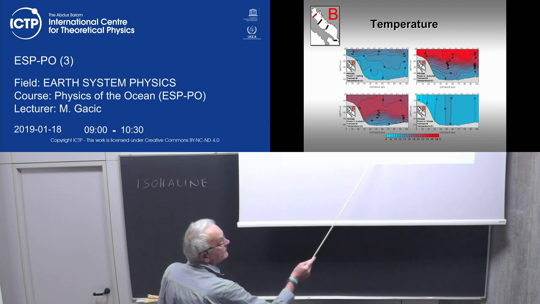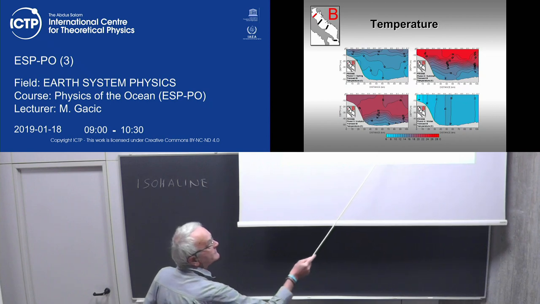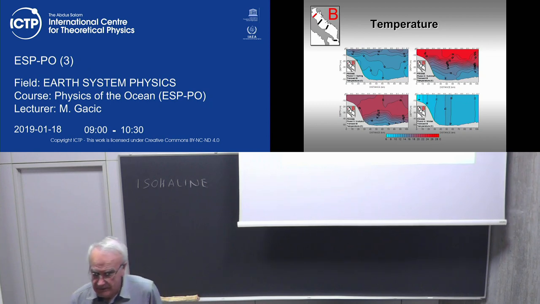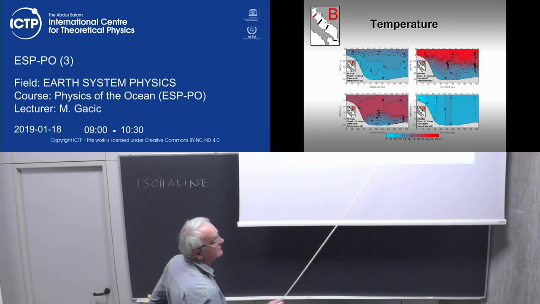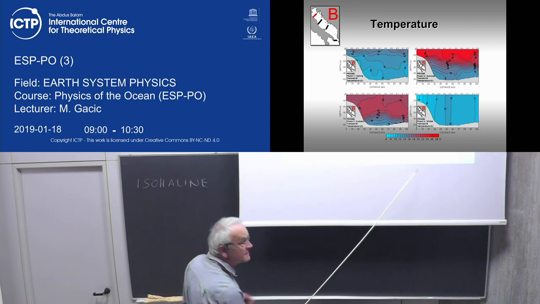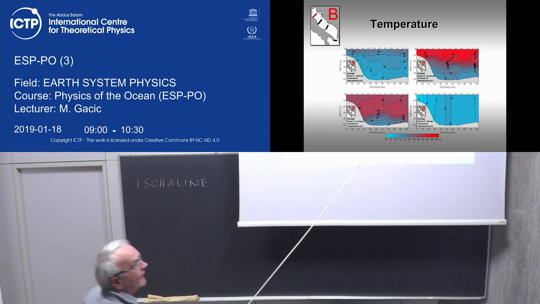And finally, in winter, what is happening is that the isotherms, the lines of equal temperature, are almost vertical. You have to keep in mind that we have exaggerated the vertical scale with respect to the horizontal scale. So vertical is really not the right expression, because we are exaggerating the vertical scale. So in this exaggerated vertical scale, the isotherms are vertical.